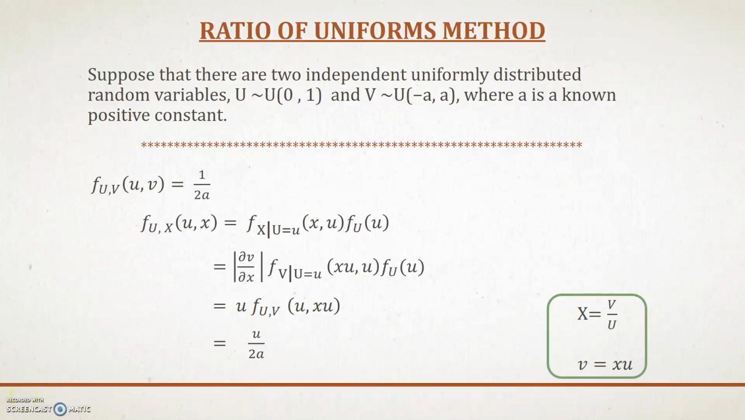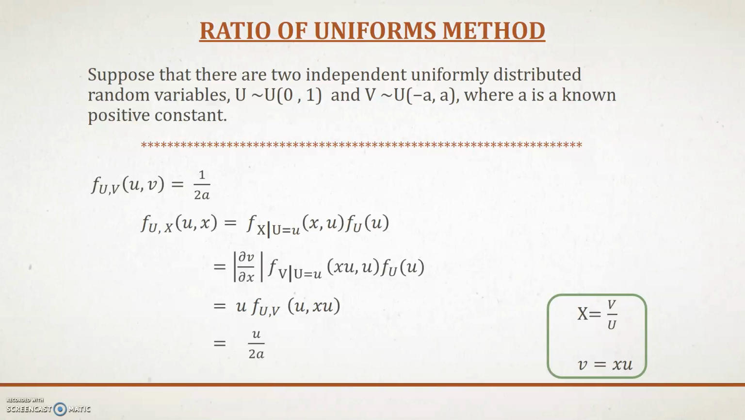Alright, so lastly we're going to look at the ratio of uniforms method. Suppose that there are two independent uniformly distributed random variables, u, which is uniform from 0 to 1, and v, which is uniform from negative a to a, where a is a known positive constant. What we can do with this is create a new variable x, as you can see in the green box below, equal to v over u, and then when we make v the subject, that becomes x times u.